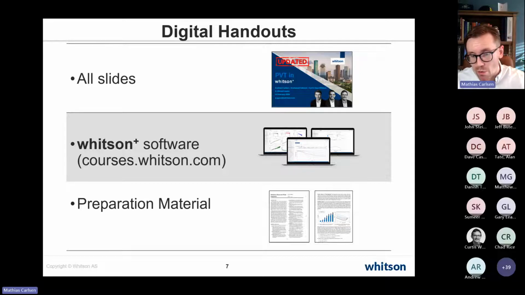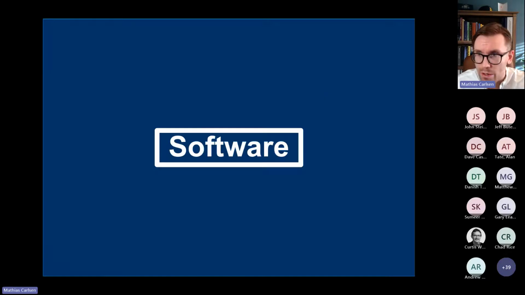There was also some preparation material sent out. That preparation material we really recommend you read, especially if you haven't had that much exposure to PVT before.